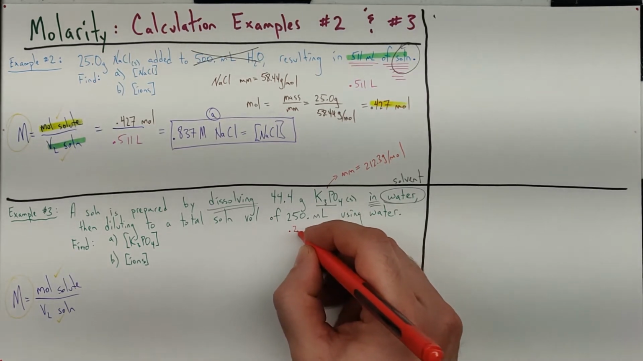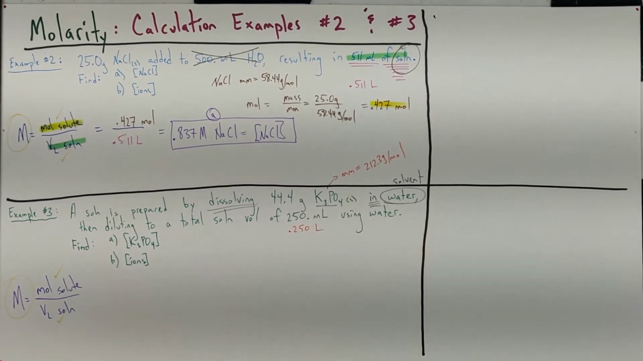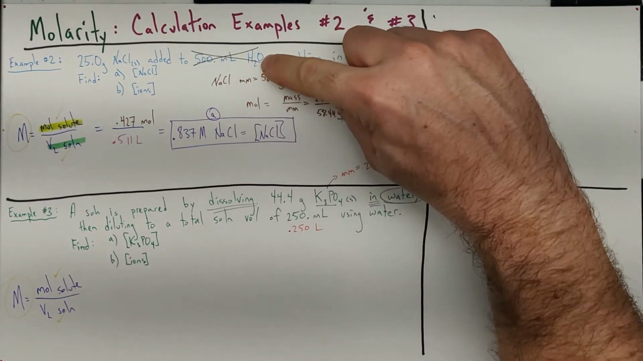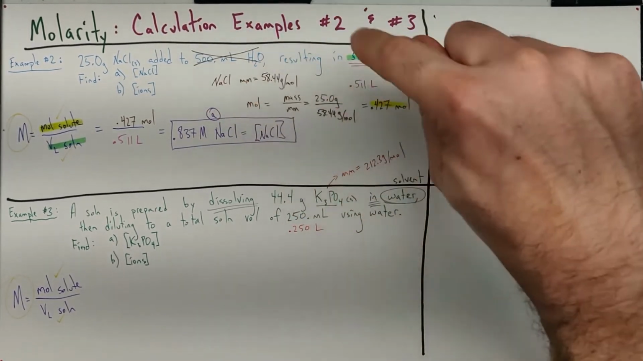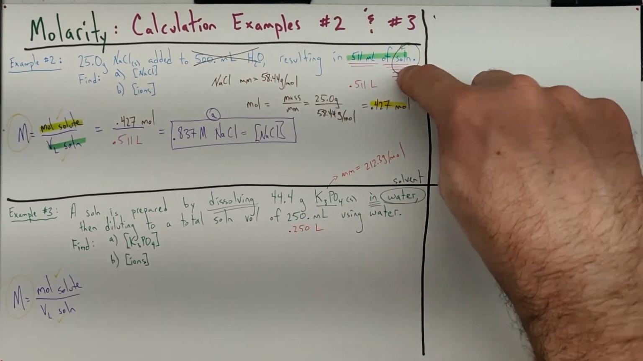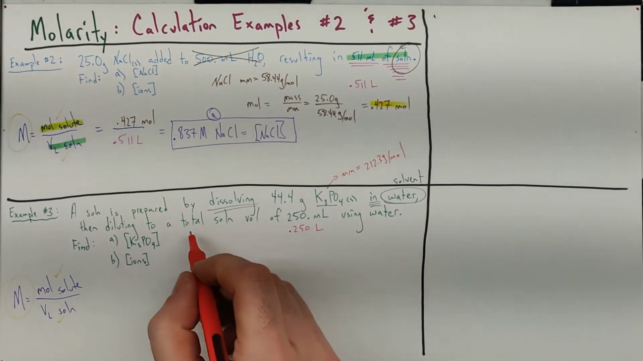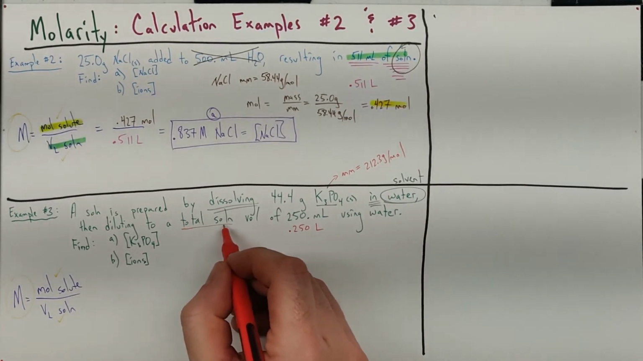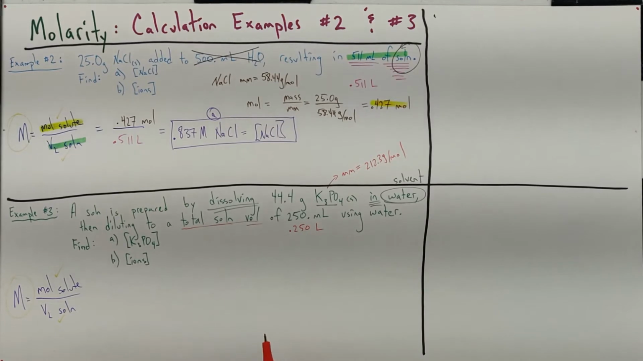This is 0.250 liters. Unlike the problem up here, where we were given an amount of the solvent and then looked at the amount of the solution, in this problem right here, we have a total solution volume of 0.250. So that's the number we're going to end up using.